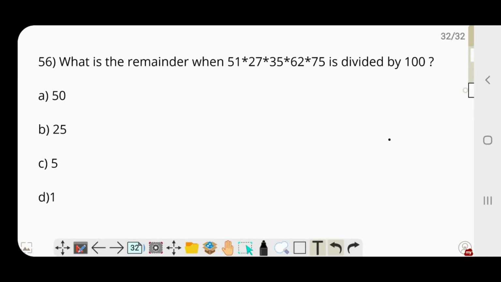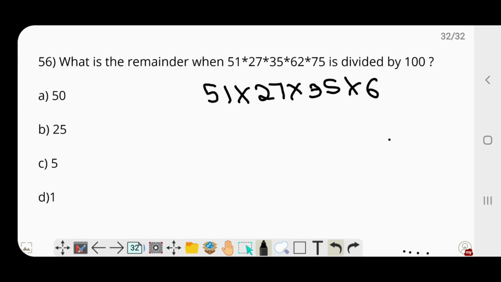So we have question number 56. What is the remainder when 51 into 27 into 35 into 62 into 75 is divided by 100? The options are A 50, B 25, C 51 or D 1. So I'll write it down over here. 51 into 27 into 35 into 62 into 75.